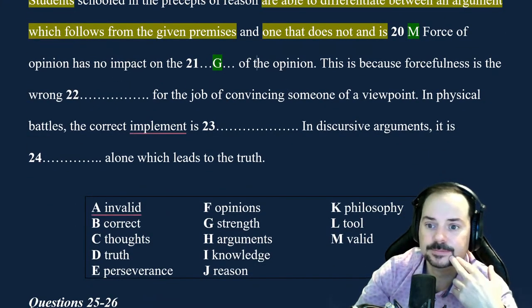This is because forcefulness is the wrong reason for the job of convincing someone of a viewpoint. Or wrong tool. Which one do you think is better? Wrong tool, I guess. And you guessed right.